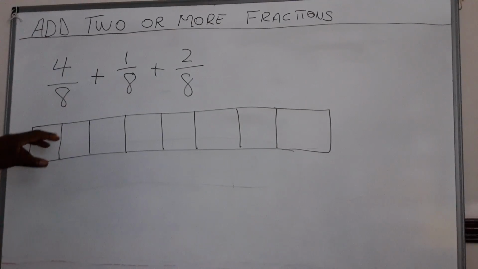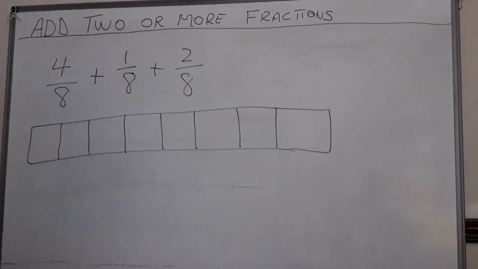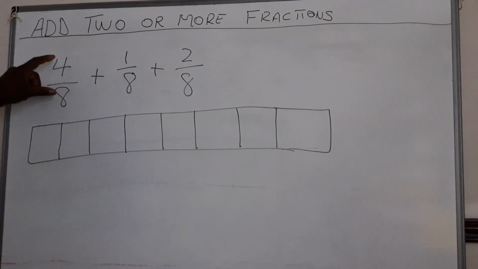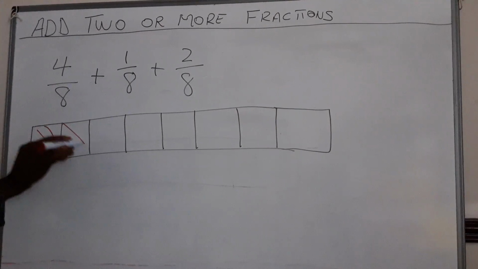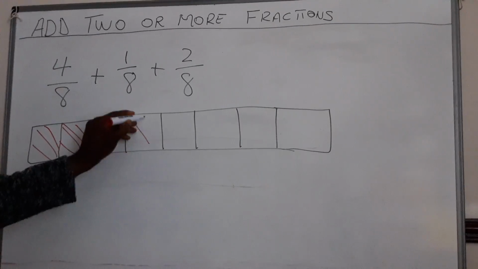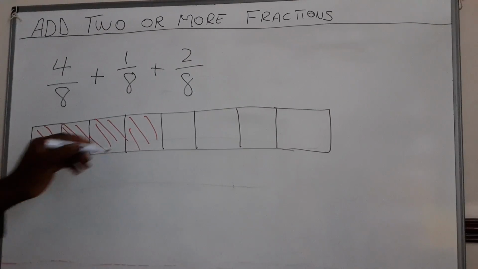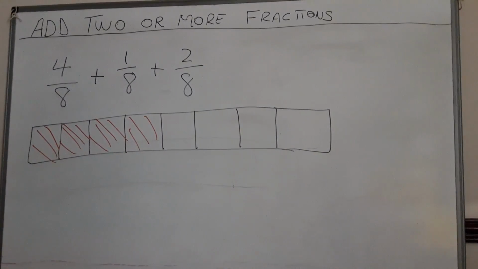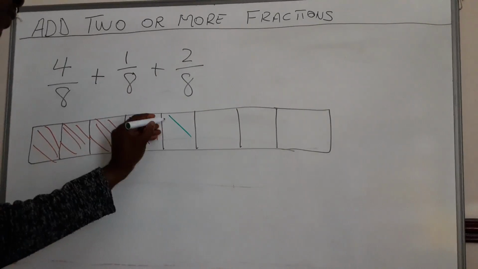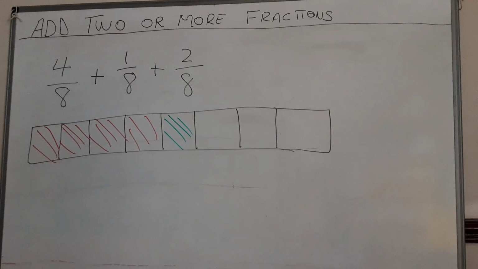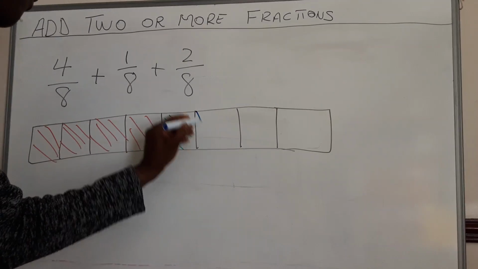So the bar model, we could see that we've split them into 8 equal parts because the denominator is telling us to split it into 8 equal parts. So the first fraction says we should shade 4 parts of the bar model. So we just shade 4 parts of the bar model. So 1, 2, 3, 4. And the second fraction says we should shade only 1 part of the bar model. So here we go. Let's use another color to shade. And the last one is asking us to shade 2 parts of the bar model. So 1, 2.